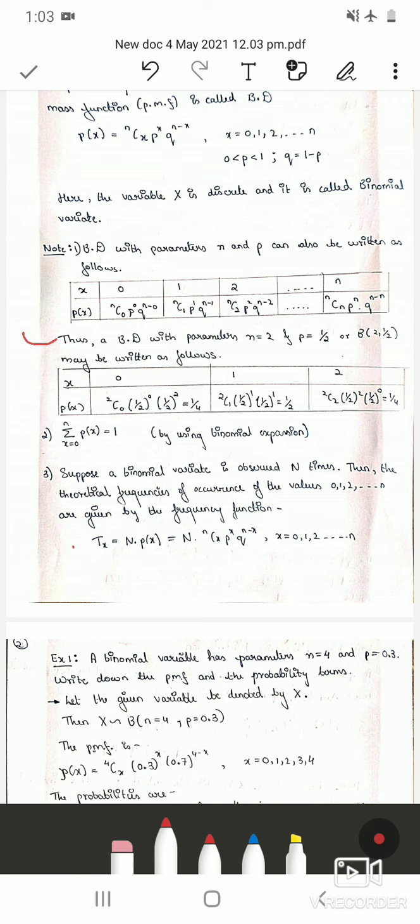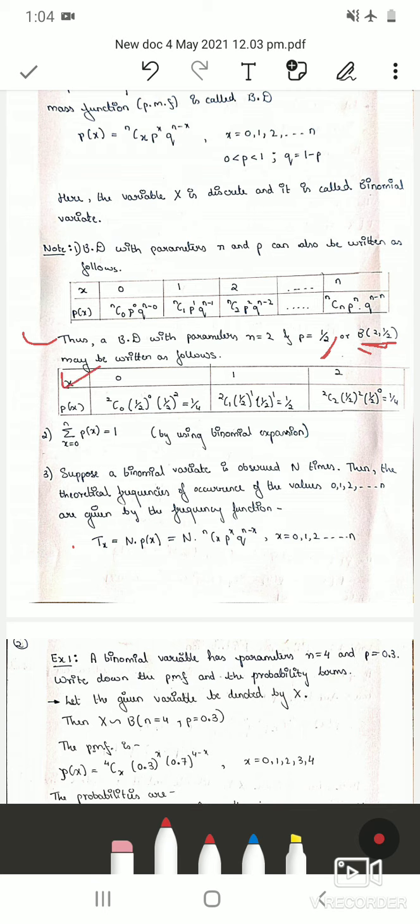We know binomial distribution parameters are n and p. So here they have given n equal to 2 and p equal to 1 by 2 or 0.5. We can denote it as b of 2 comma 1 by 2. Here 2 is n and p is 1 by 2. So now we will see how to write it.